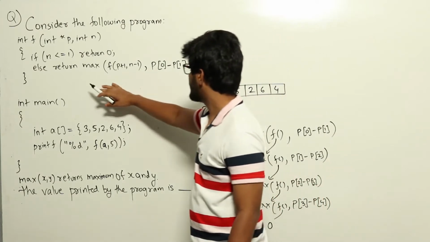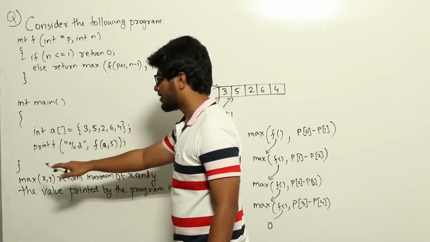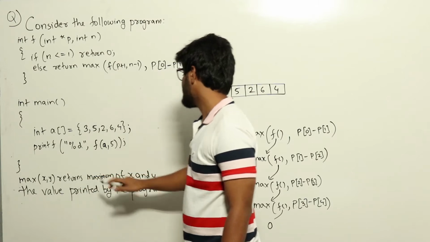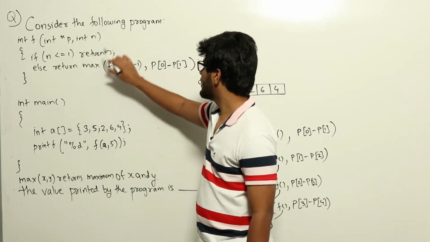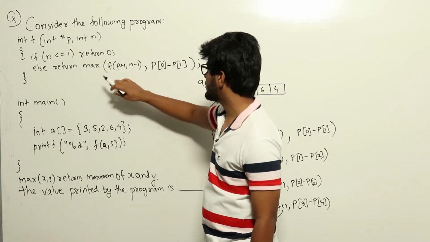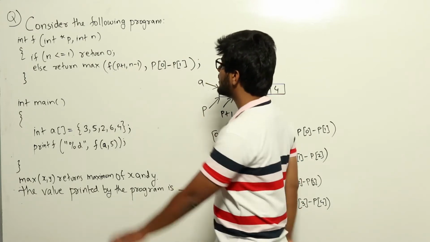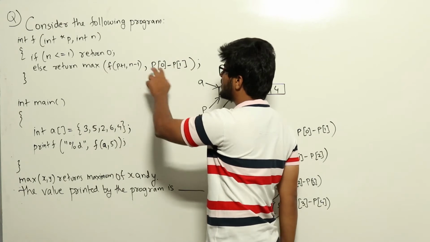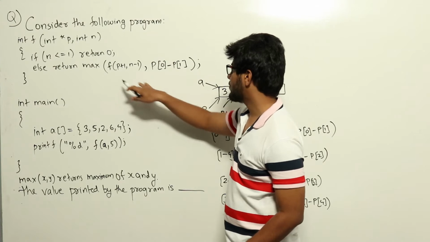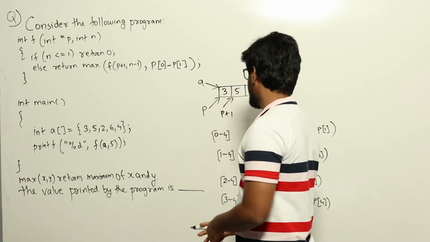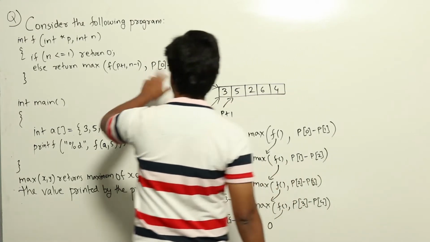Now let's take a look at this function here. In the question they have given us that max(x, y) returns the maximum of x and y. So calling this function will return the maximum of the value of this function, again called recursively with a different set of parameters, and the value of p[0] minus p[1]. It will return the maximum of these two. Now let us see how this function will proceed.